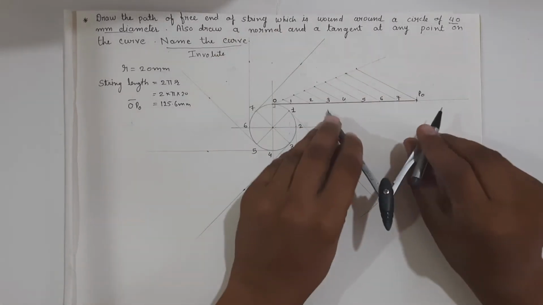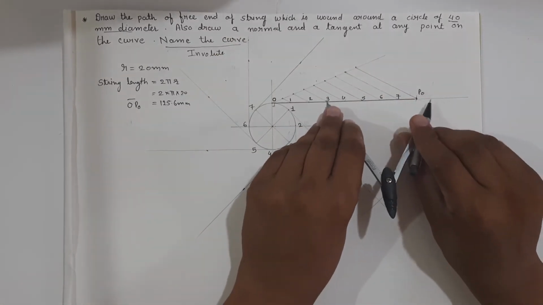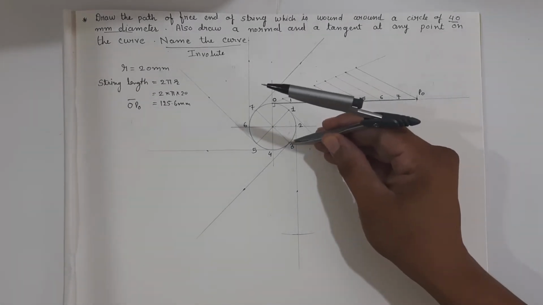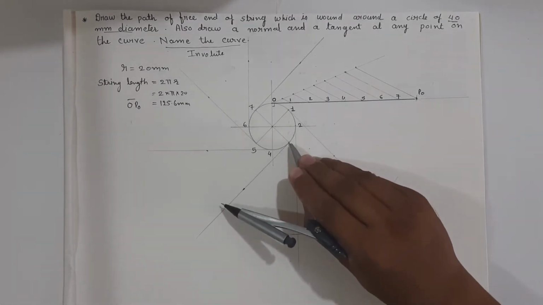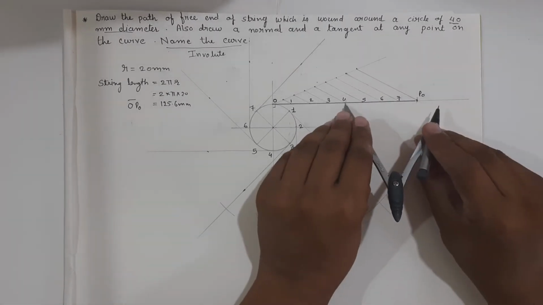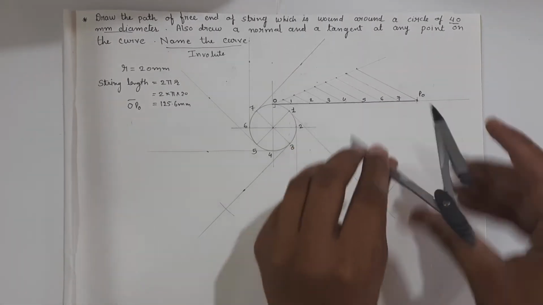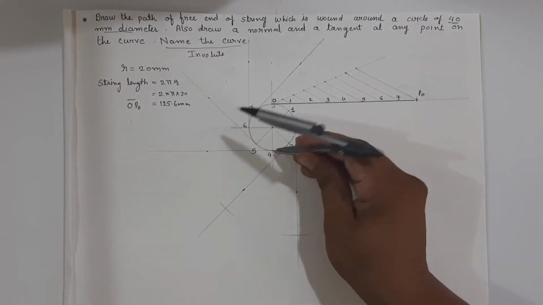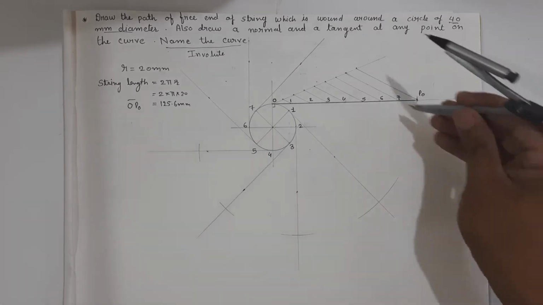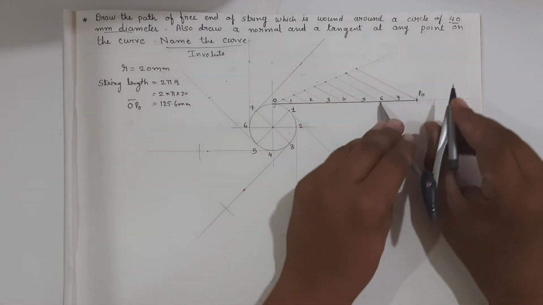Now measure 3 to P0, give an arc on the tangent passing from the third point of the circle. Now measure 4 to P0, give an arc on the tangent passing from the fourth point of the circle.